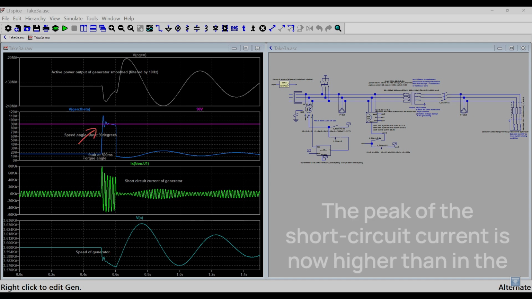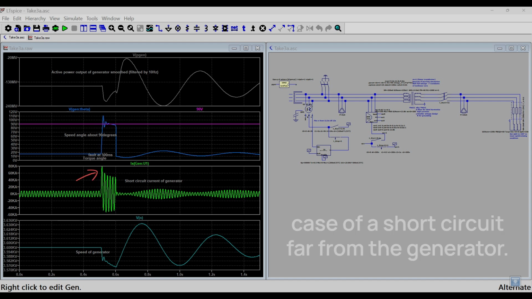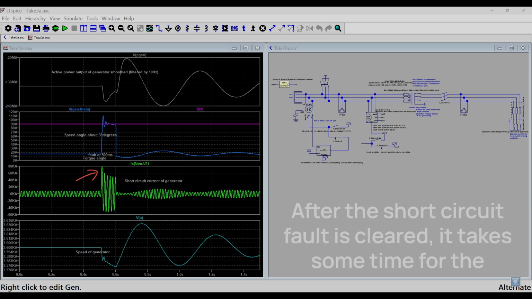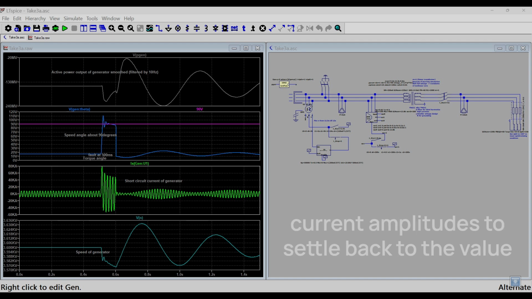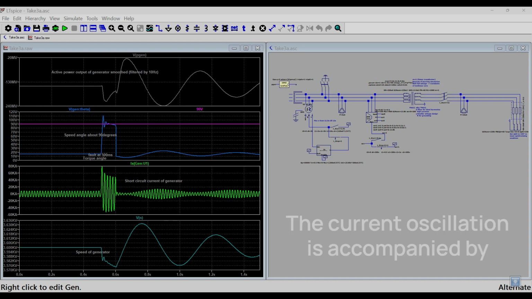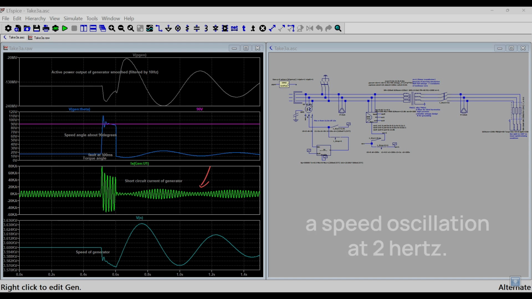The peak of the short circuit current is now higher than in the case of a short circuit far from the generator. The peak is about 80 kiloamperes. After the short circuit fault is cleared, it takes some time for the current amplitudes to settle back to the value prior to the occurrence of the short circuit. The current oscillation is accompanied by a speed oscillation at 2 Hz.